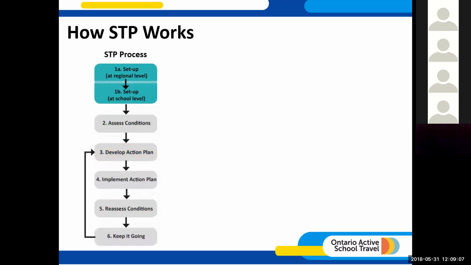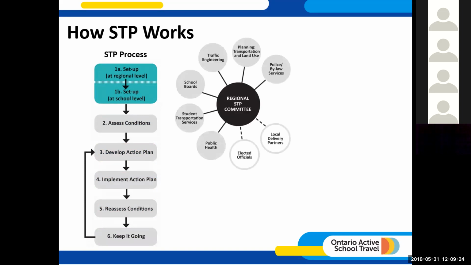So phase 1 was split into 2 parts, A and B, to make it more clear that there is setup work that needs to take place at a regional or municipal level first, and that is followed by setup activities at the school level. During phase 1A, the regional STP committee is established.